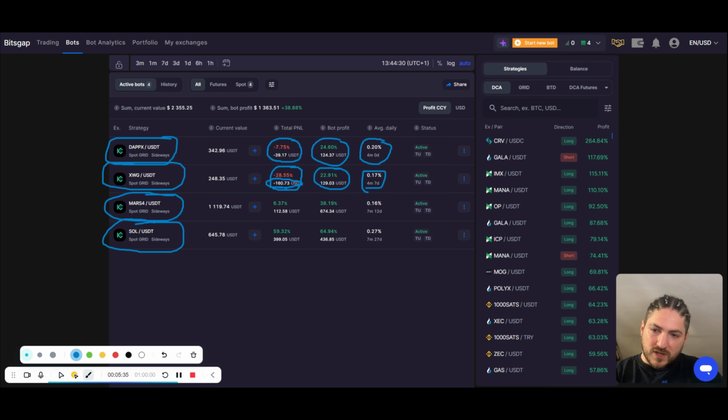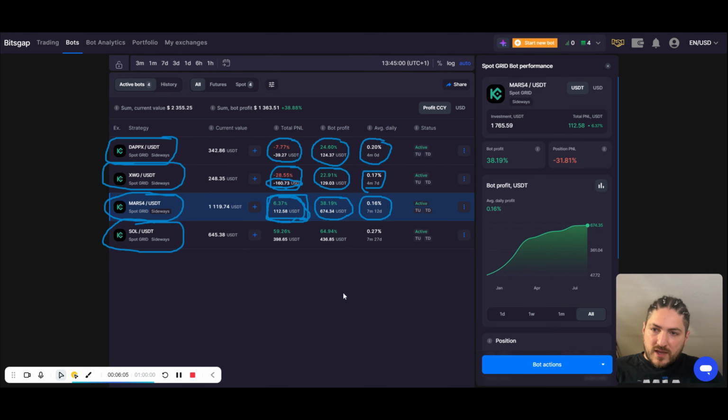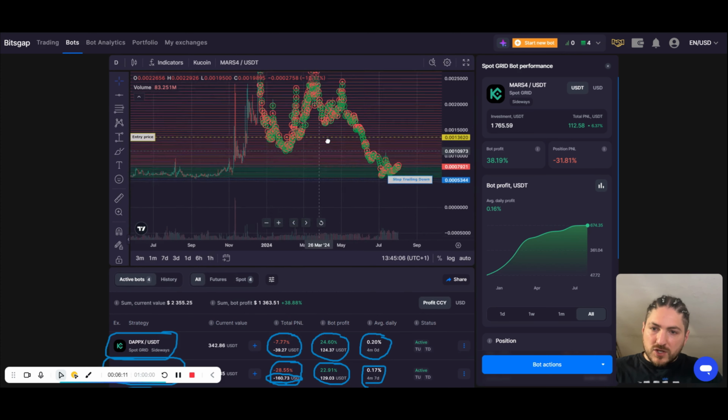Mars, as you can see, it's currently doing 0.16 in 7 months on average. It's 38.19 bot profit percentage, and it's currently 6.37 and total P&L up. Now, something interesting about this, you can see that it's still in profit. It's 6% in profit. Now, the one thing I want to show you is, and this is the power of the bots. If you look at this, let's go further up. 1 second. So we're going further up. So this one is Mars.